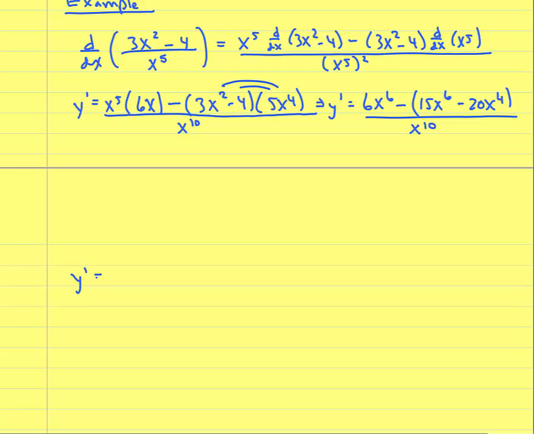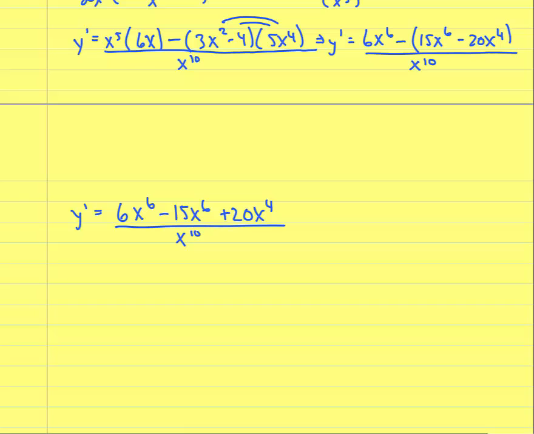So let's keep simplifying. I'm going to distribute the negative sign through, and I have 6x to the 6th minus 15x to the 6th plus 20x to the 4th. And remember, it's so important that you show all of your work, because that's how you communicate what you're doing to me. You may be doing several steps in your head, but you need to slow that down and show those steps.